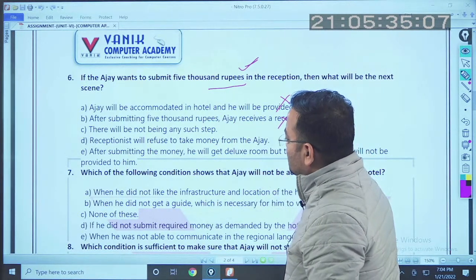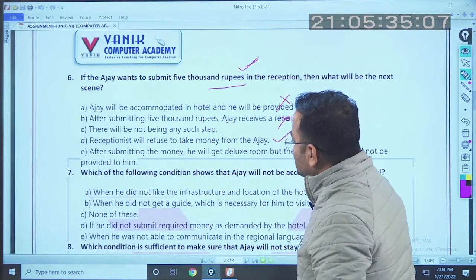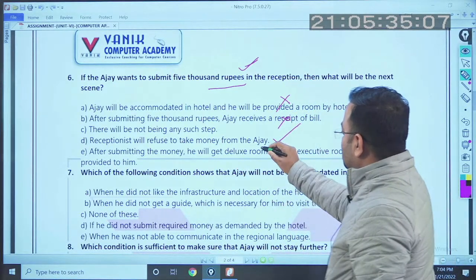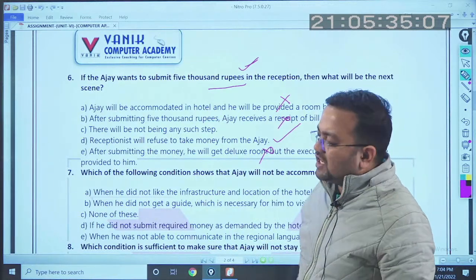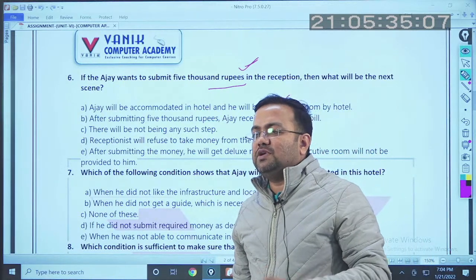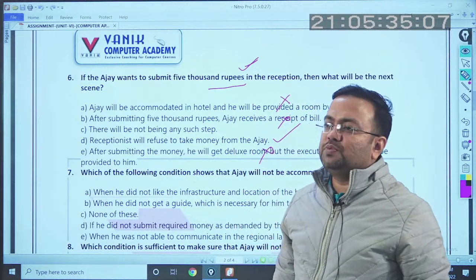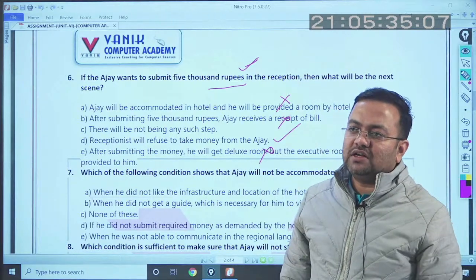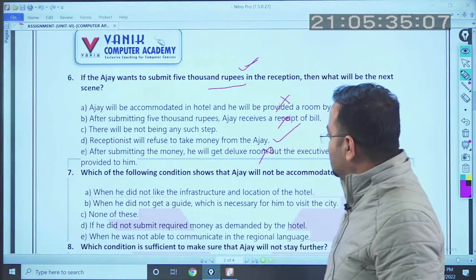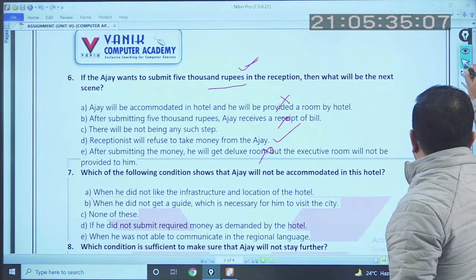Let's see. Reception will refuse to take money from Ajay. Yes, it is correct. After submitting, Ajay will get a deluxe room. No, this is wrong. So here what is the answer? Reception will refuse to take money because the condition must be matched. And what is the condition? The condition is it must be 8,000 rupees. If he has submitted 8,000 rupees, then Ajay will be provided the accommodation. That's why here the answer is D. Then goes to the next question.